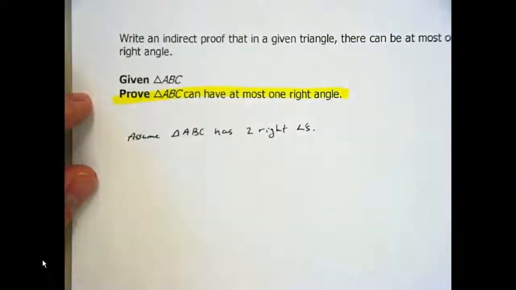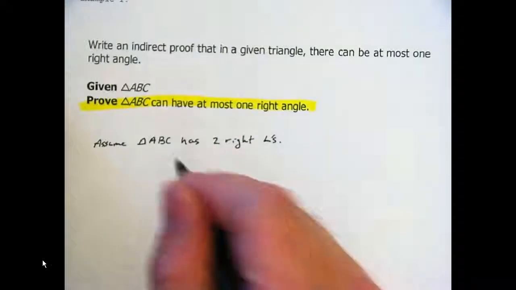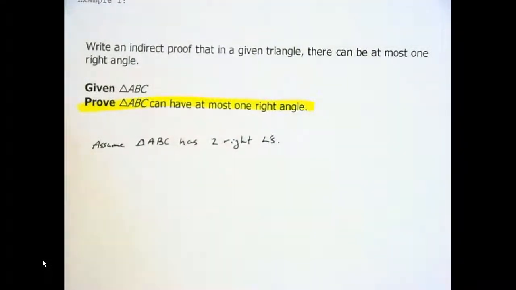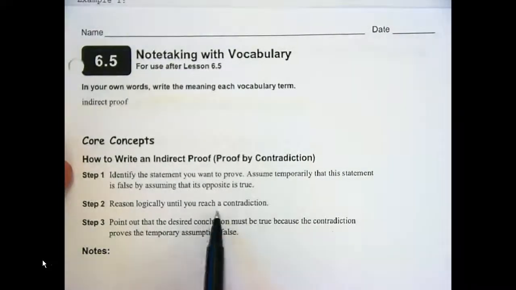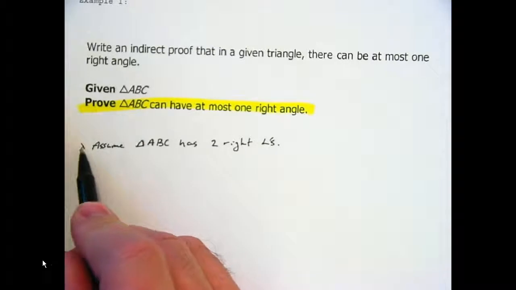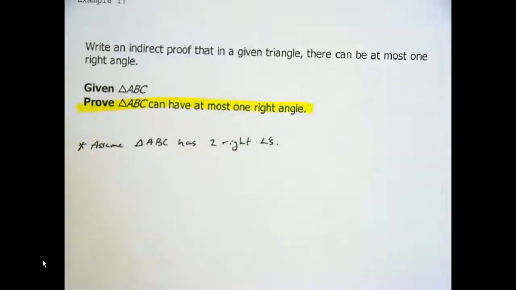I want you to explain to your neighbor how you know that this is false. Our next step is to reason logically until you reach a contradiction. Contradict this statement using geometric reasoning. Go ahead and talk about it. How can you prove that that's false? Does anyone want to go through and tell me how they proved it? Go ahead, Isaac.